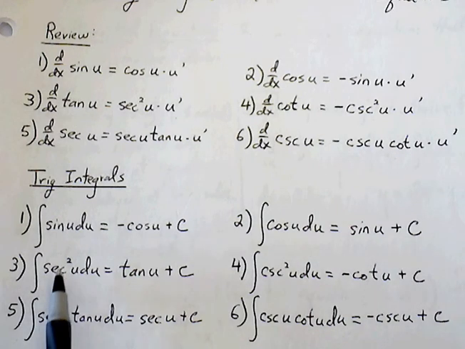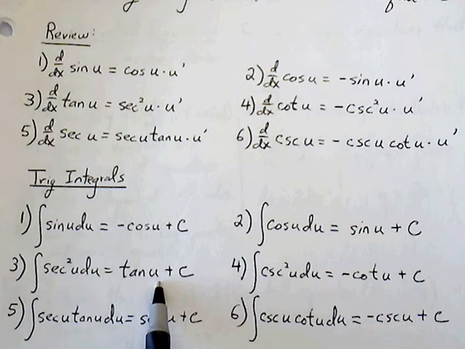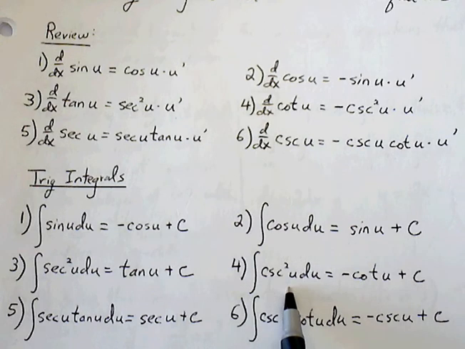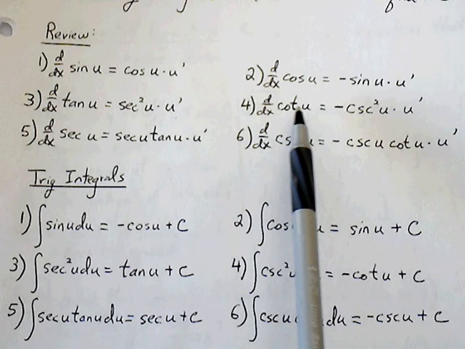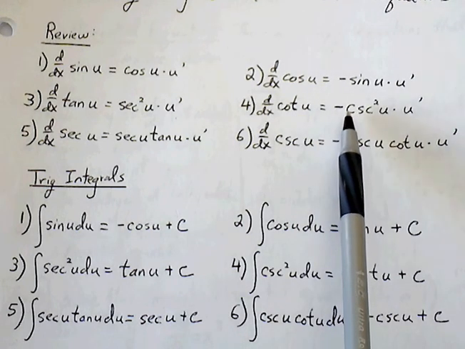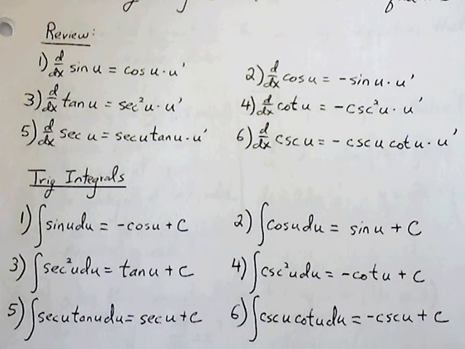The integral of secant squared is simply tangent because we know the derivative of tangent is secant squared. The integral of cosecant squared is simply negative cotangent, because we know that the derivative for cotangent is negative cosecant squared. So if I want to find the integral of a positive cosecant squared, then this negative will have to go to the other side.